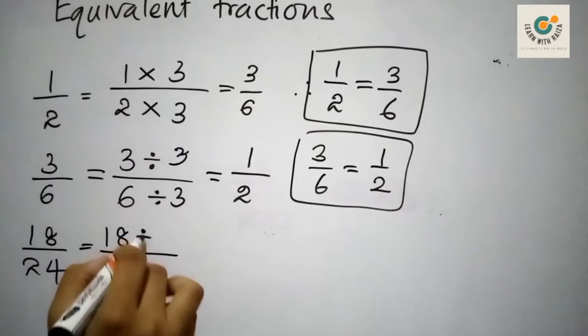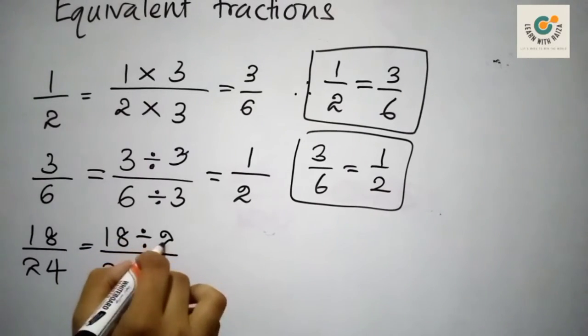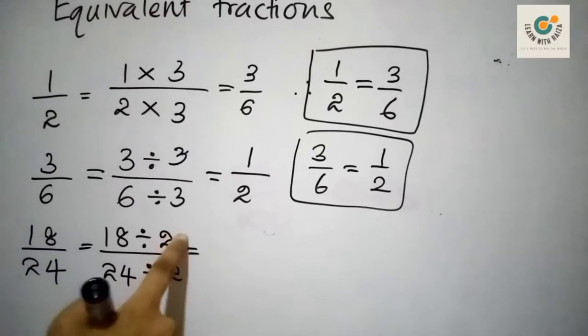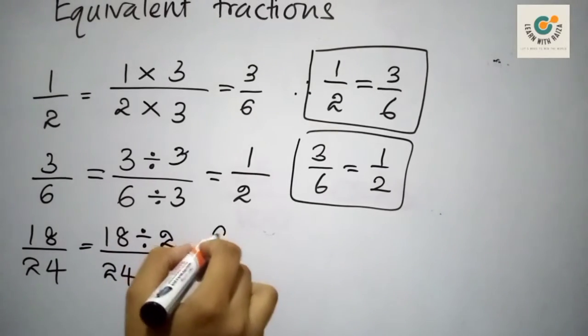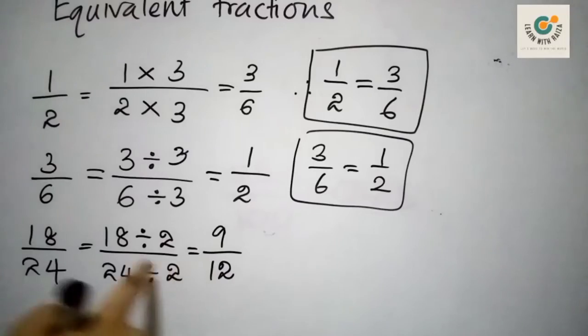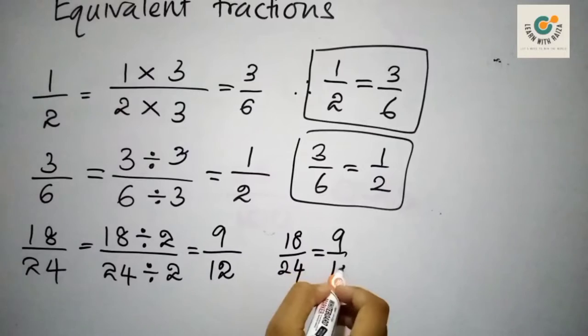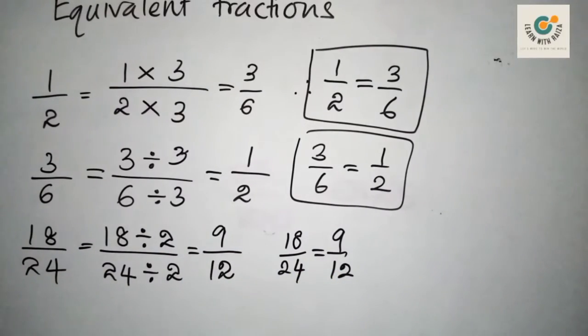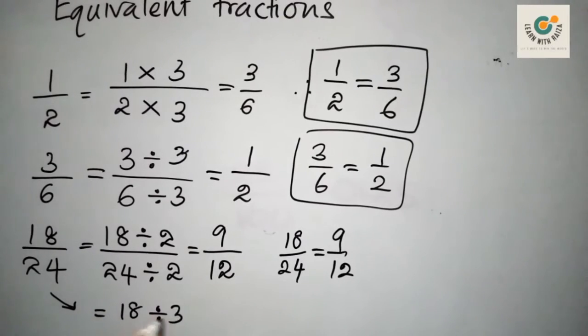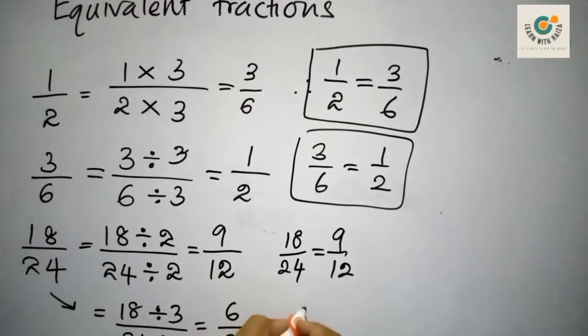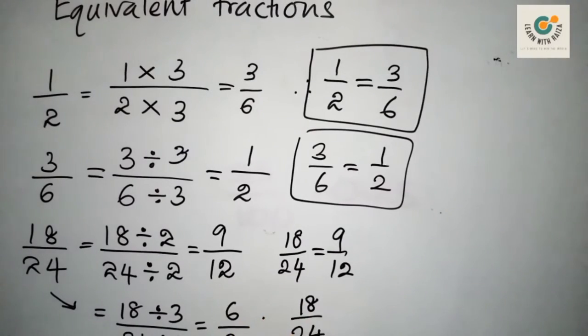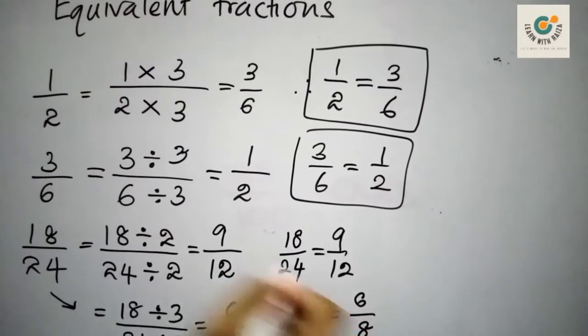Let me show you this one from 2 times table, 18 and 24. I'm going to divide both numerator and denominator by 2. You have to divide by the same number. You can't change this. 18 divided by 2 is 9. 24 divided by 2 is 12. So I can tell you 18 over 24 is equivalent to 9 over 12. Not only that, if they ask you to make another pair, then what can I do? Another method. 18 divided by 3 and 24 divided by 3. Then I get 6, and 24 divided by 3 is 8. So I can say 18 over 24, another equivalent pair is 6 over 8.